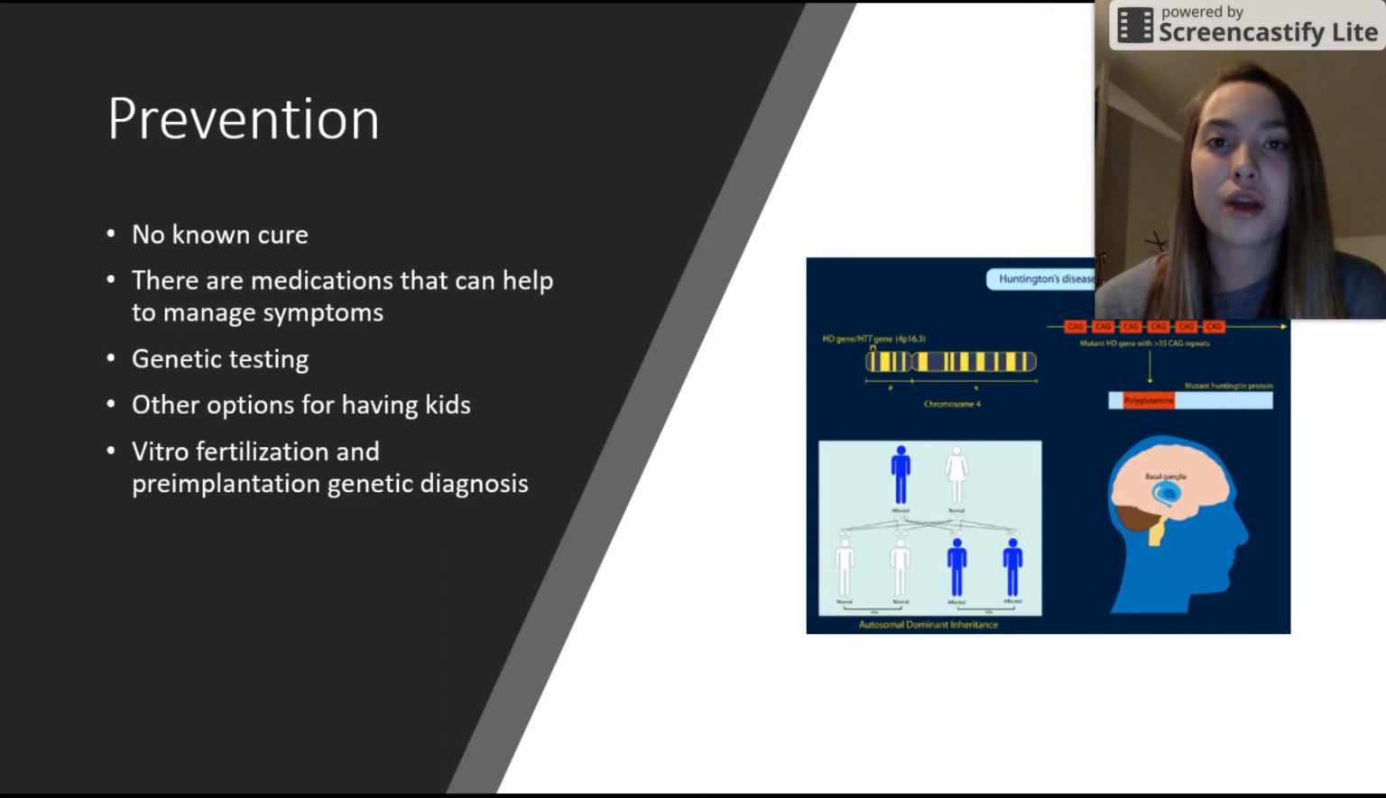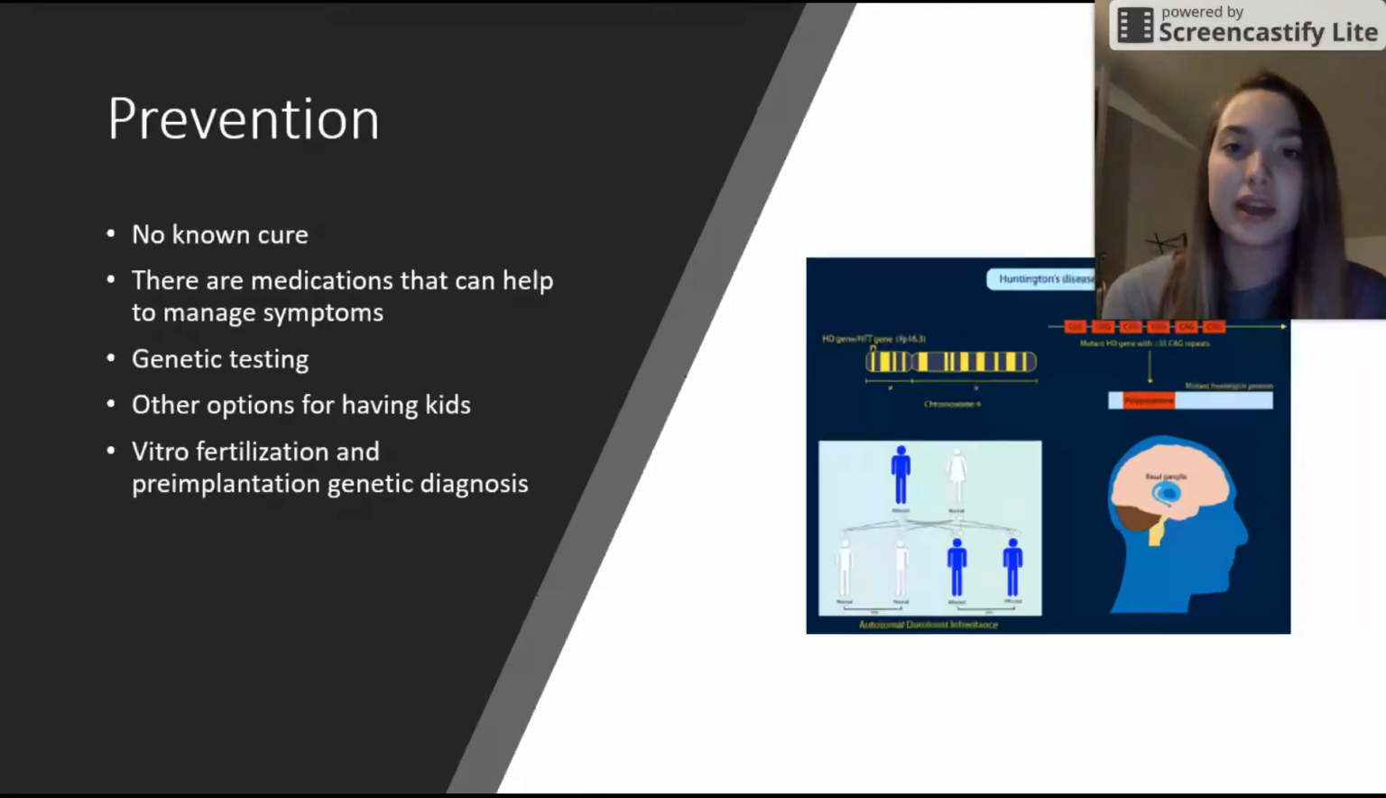As of now, there is no known cure for Huntington's disease, but there are many medications that can help manage symptoms. Genetic testing is available for Huntington's disease to see whether or not symptoms might occur later in life. There are also many other options for having kids, as someone with Huntington's disease usually refrains from having children as they do not want to pass the gene along to future generations. There is in vitro fertilization and pre-implantation genetic diagnosis, which basically controls whether or not a future child will have the genetic disease by controlling which egg is fertilized and how.